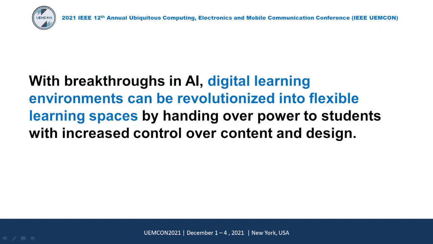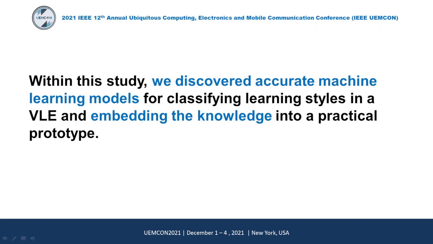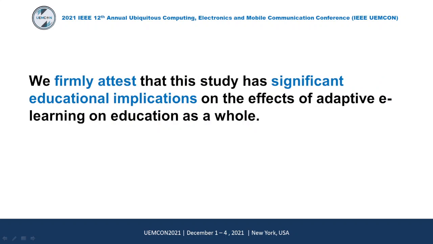With breakthroughs in AI, we can revolutionize e-learning into flexible spaces by handing power to students rather than an authoritarian e-learning system with increased control over content and design. Within this study, we discovered accurate machine learning models for classifying learning styles in a VLE and embedded the knowledge into a practical prototype. We firmly attest that this study has significant educational implications on the effects of adaptive e-learning on education as a whole.